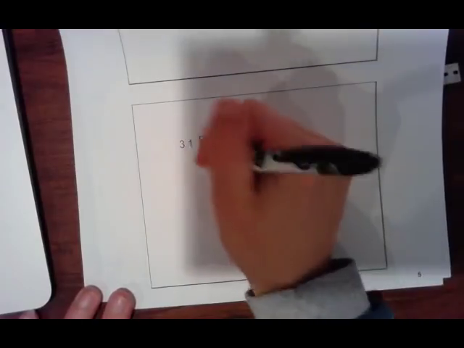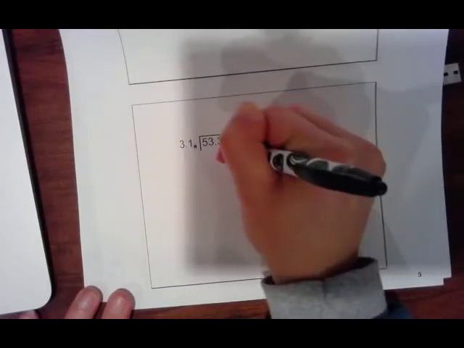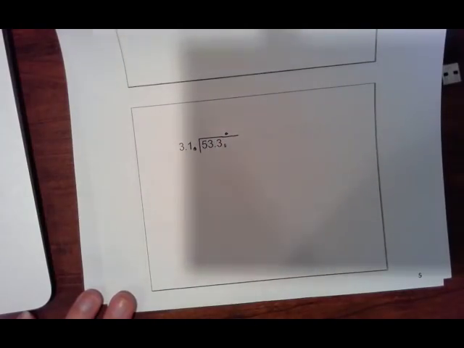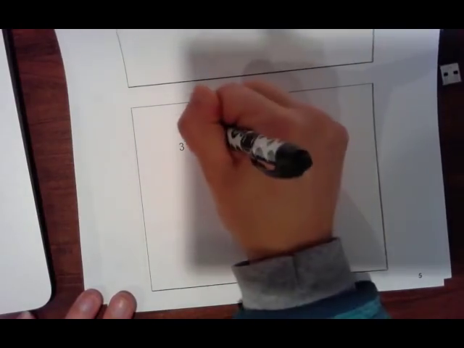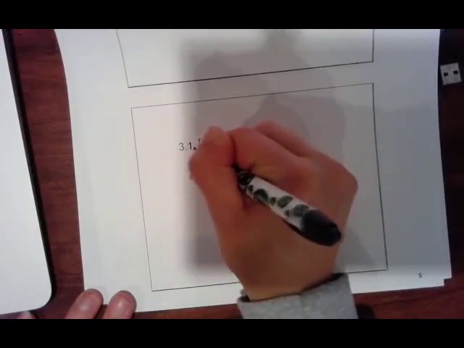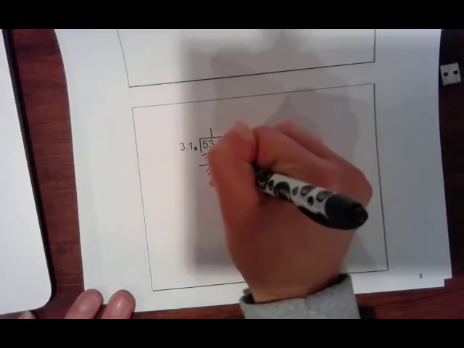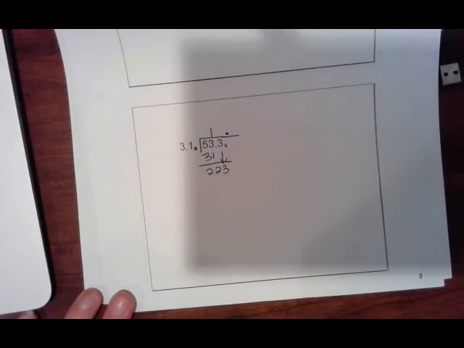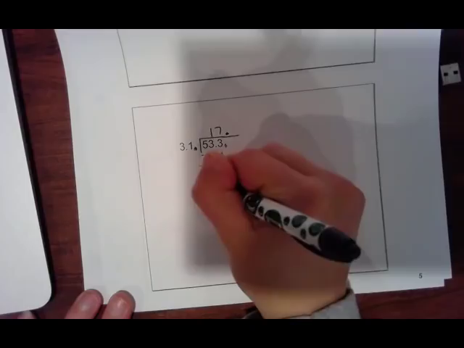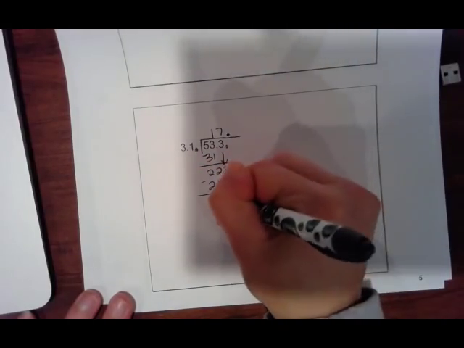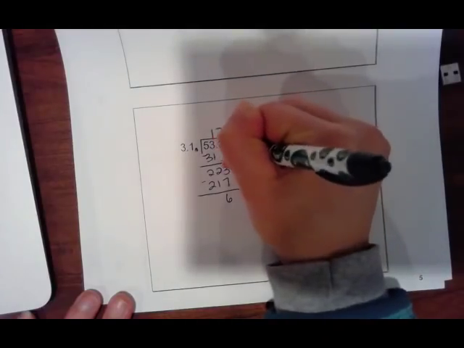The next one, change this to 31, change this to 533, raise the decimal to the roof. 31 can go into 53 once, multiply, subtract, bring it down and bring it on back. 223 divided by 31, that's 7 times. 7 times 31 is 217. Subtract, you get 6. Add some trillion zeros.